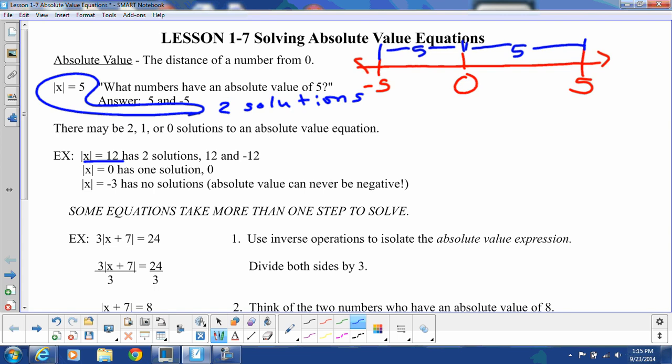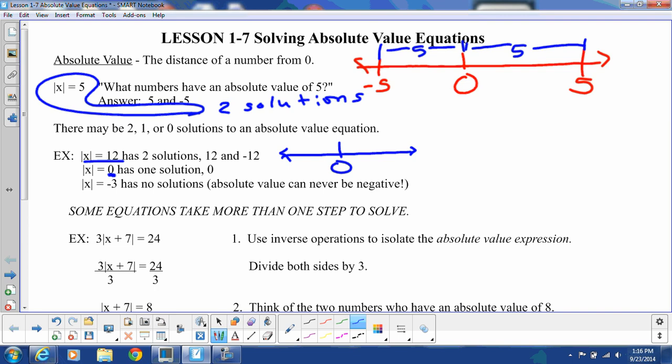However, if you have the absolute value of some number is 0, that will only have one solution. 0 is the only number on the number line that is 0 units away from itself.